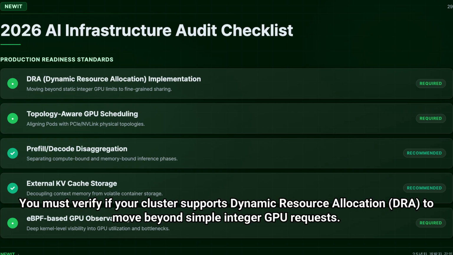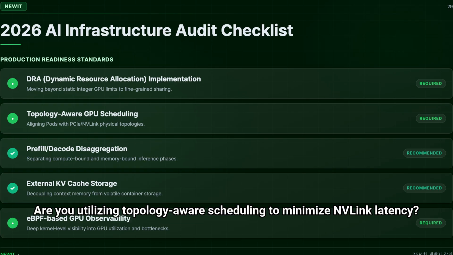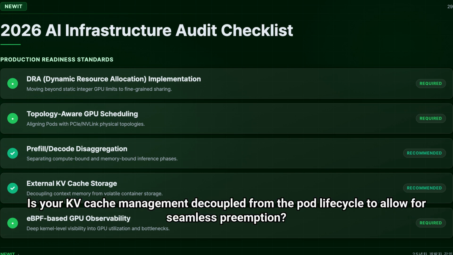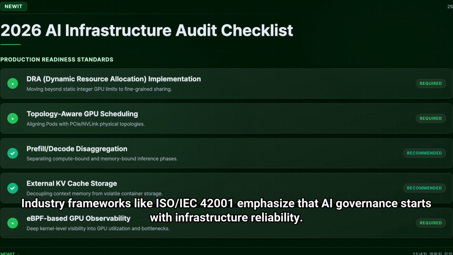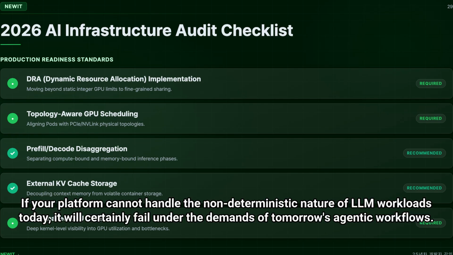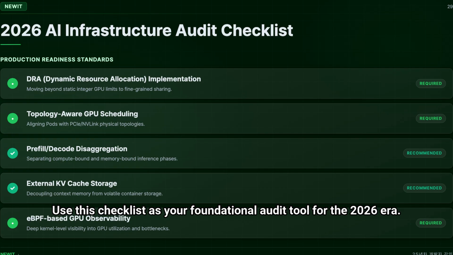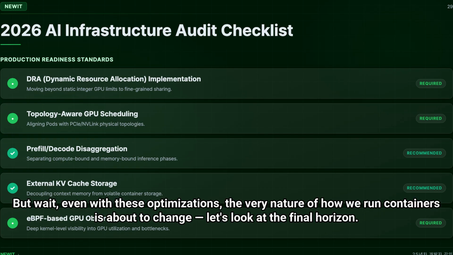You must verify if your cluster supports dynamic resource allocation (DRA) to move beyond simple integer GPU requests. Are you utilizing topology-aware scheduling to minimize NVLink latency? Is your KV cache management decoupled from the pod lifecycle to allow for seamless preemption? Industry frameworks like ISO/IEC 42001 emphasize that AI governance starts with infrastructure reliability. If your platform cannot handle the non-deterministic nature of LLM workloads today, it will certainly fail under the demands of tomorrow's agentic workflows. Use this checklist as your foundational audit tool for the 2026 era.